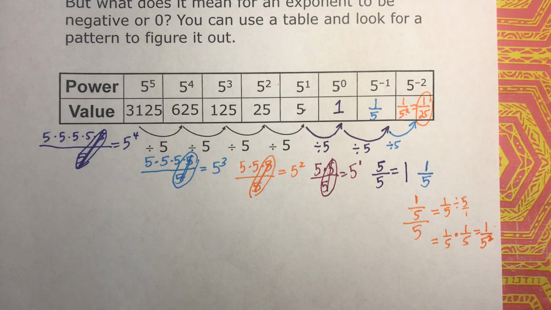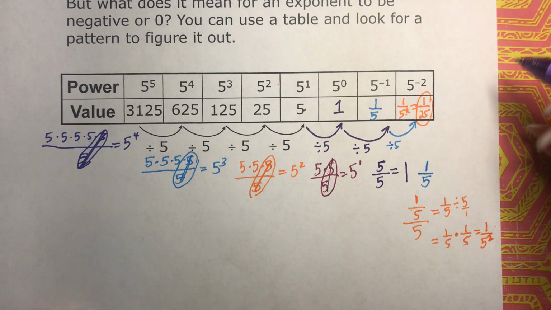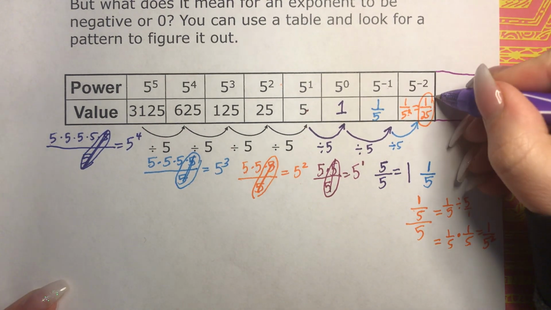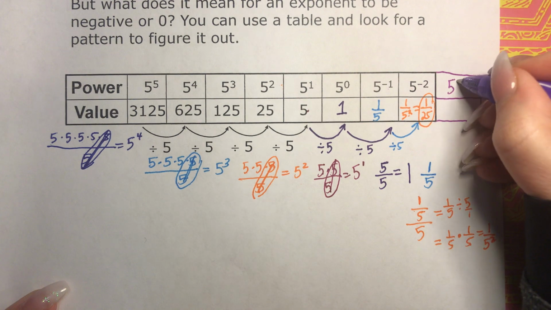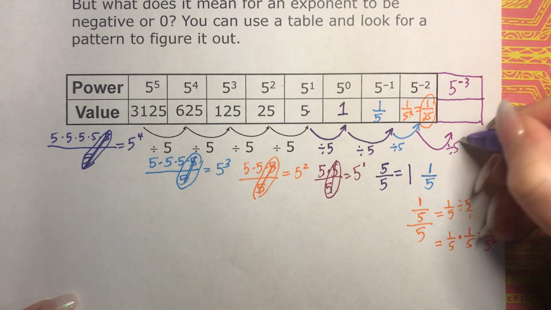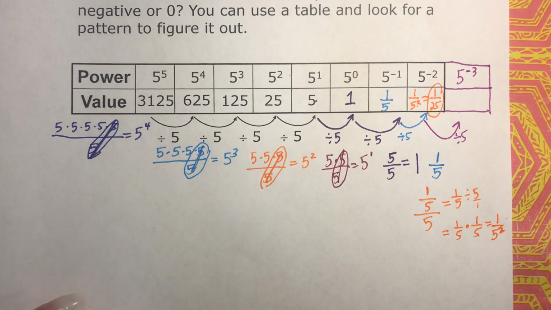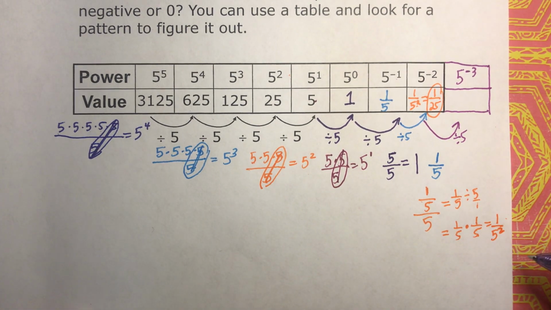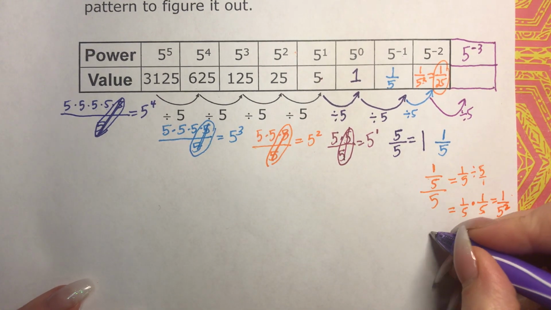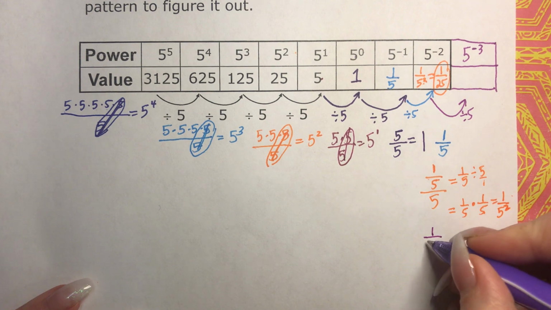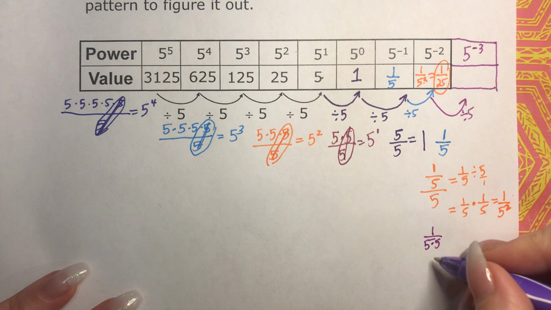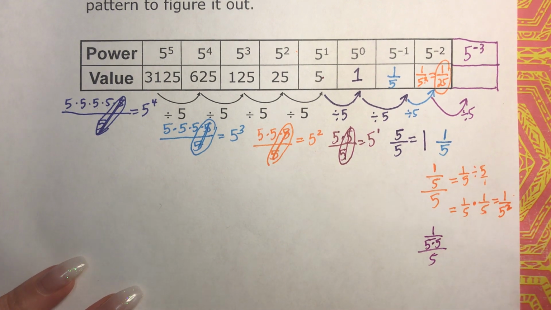Let's say we took this out one more time. Can anybody guess what it's going to be? Let's say we go 5 to the negative 2, and we divide it by 5 again, right? Okay, so I'm going to take 1 over 5 squared, which is the same thing as 1 over 5 times 5, and we're going to divide it by 5 again.